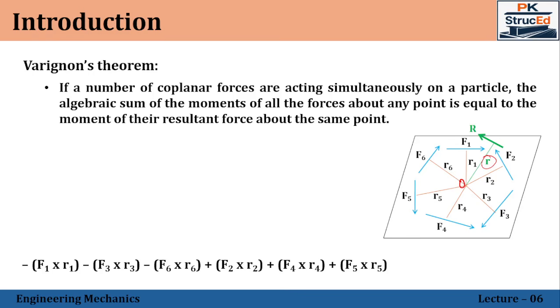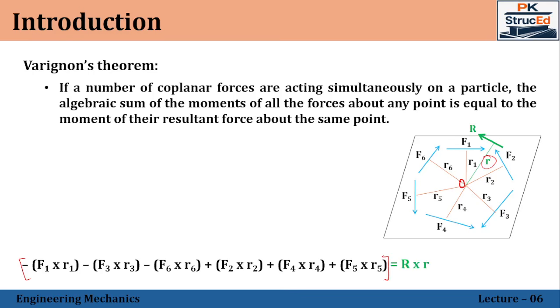As per Varignon's theorem, whatever we calculated, that is the moment of all these individual forces about the point O, should be equated to the moment of this resultant also about the point O. That is R into the small r. That will create an anti-clockwise moment about the point O, so that should be positive.